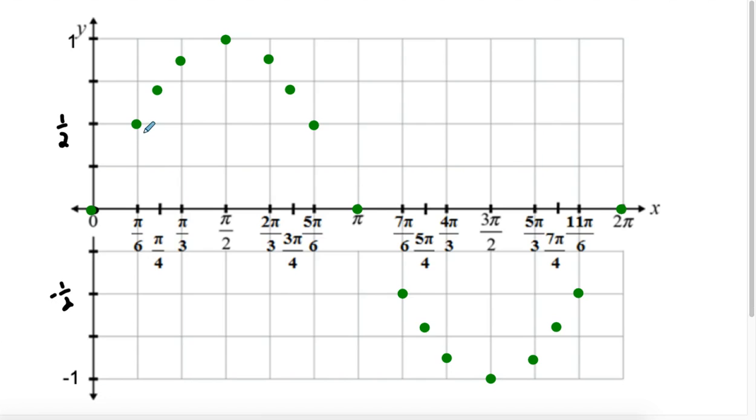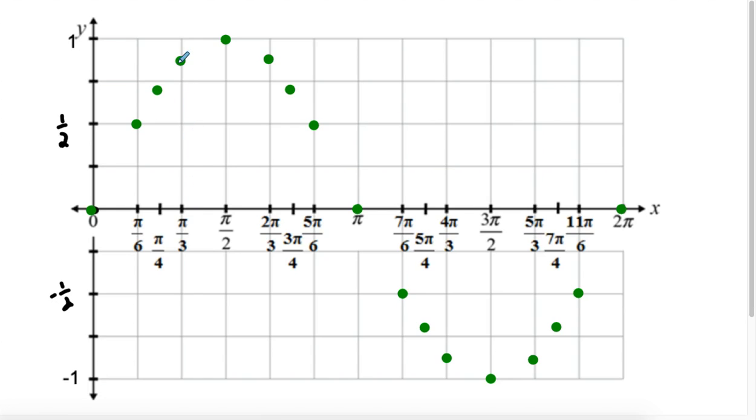Now, as far as where these points are, I mentioned in the directions to make sure that we used an accurate scale. So I put 1 and -1 on here. That would mean obviously 1/2 would be in the middle. So at pi over 6, the y coordinate is 1/2. But then at pi over 4, the y coordinate is square root of 2 over 2. As a decimal, that's about 0.707. So that would fit in right about here.